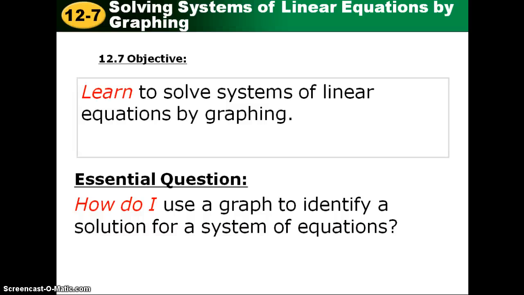Chapter 12, Section 7. Objective: learn to solve systems of linear equations by graphing. Essential question: how do I use a graph to identify a solution for a system of equations?